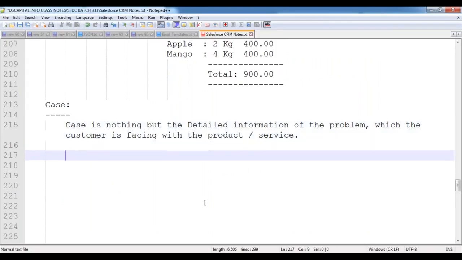Now, in this case, who is raising the case? The customer. The customer is making a call to the customer care and raising that case. Now, once the customer has raised the case, what is the next step? As an organization, what is my step? What do we need to do?